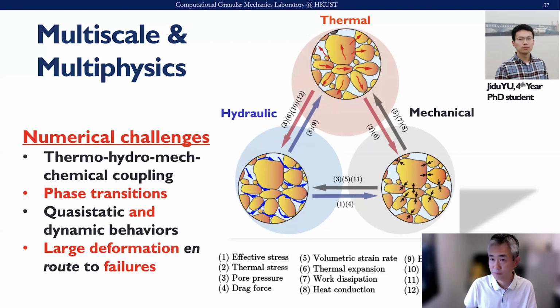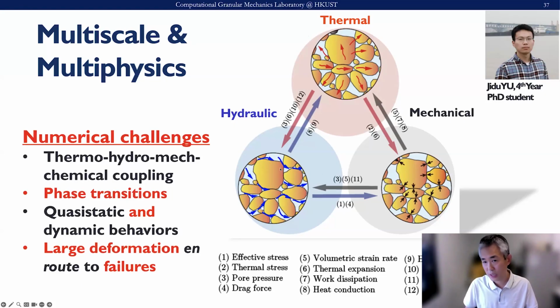Okay, for the permafrost, it's basically maybe a two-way phase change from ice to water, and also from water to ice. Also, in the different engineering settings, we need to consider either quasi-static or dynamic loading behaviors. Also, we need to consider large deformation to failure. And so this is even without considering chemical coupling.